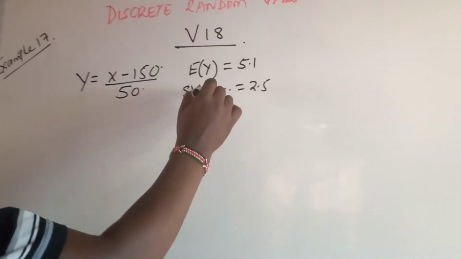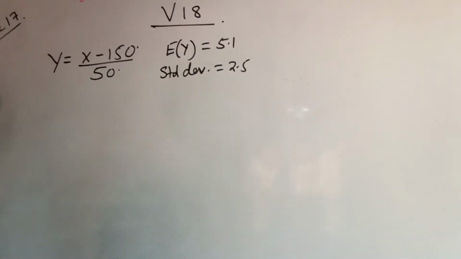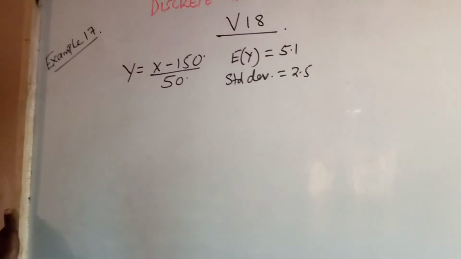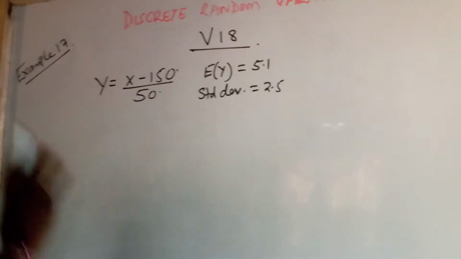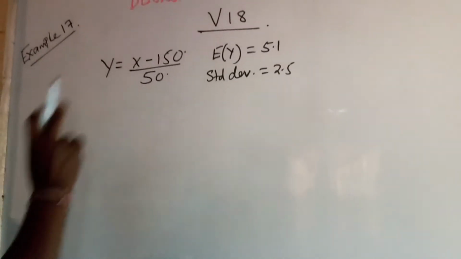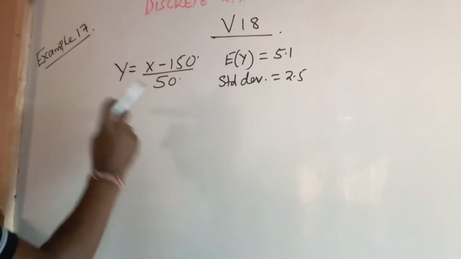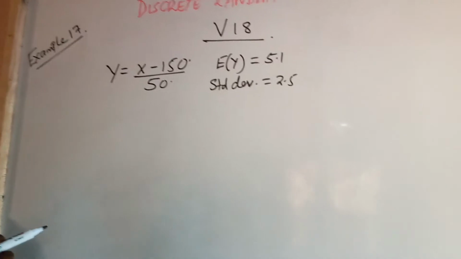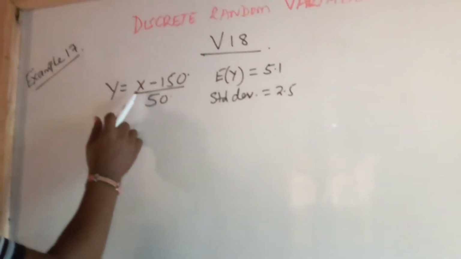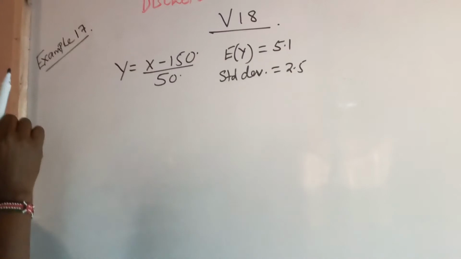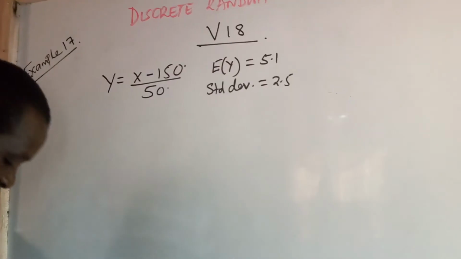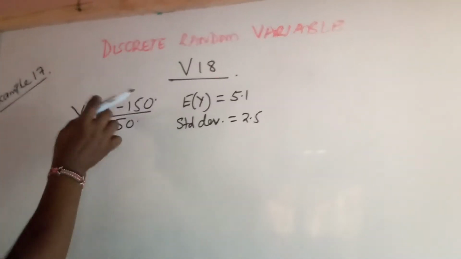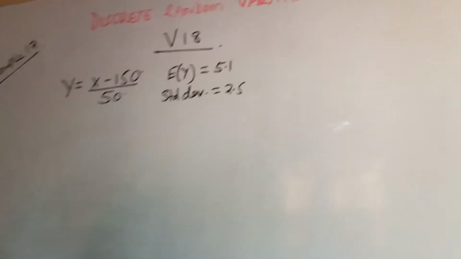Let us keep that in mind. We are going to use that information to find the mean of the original data. First of all, we must understand that x has been coded this way to give us the value of y. So if you want to get the original data, we must make x the subject of the formula. The question asks for the mean of the original data, so we have no choice other than making x the subject.